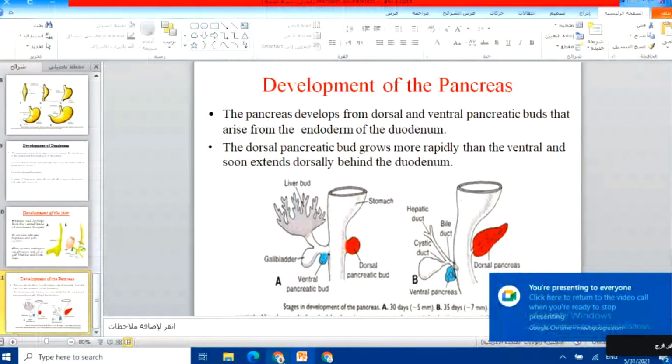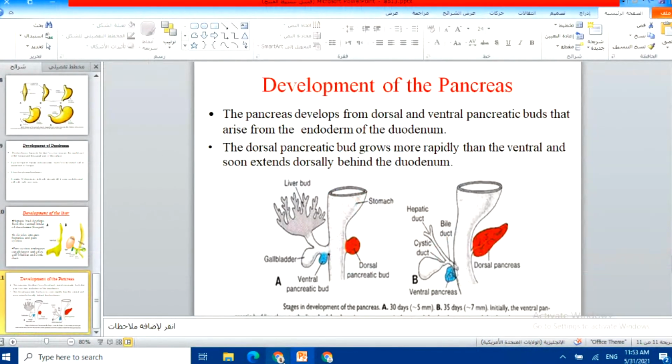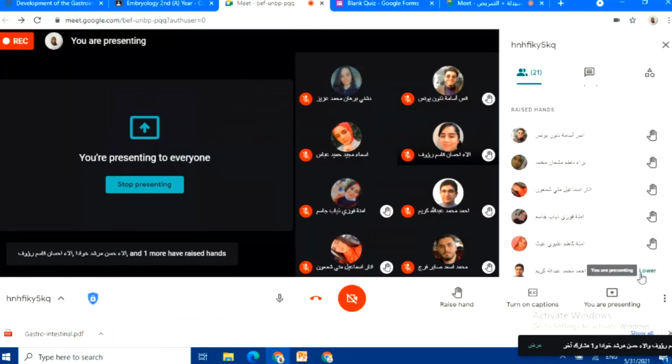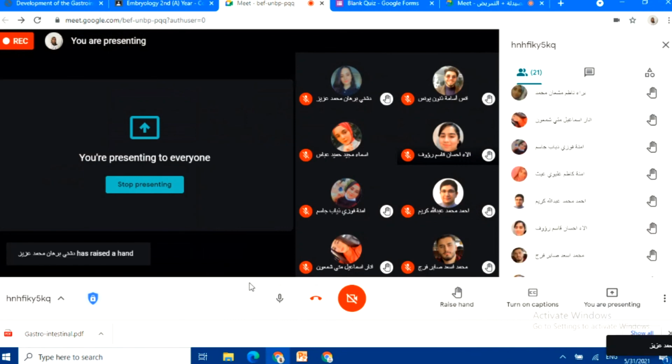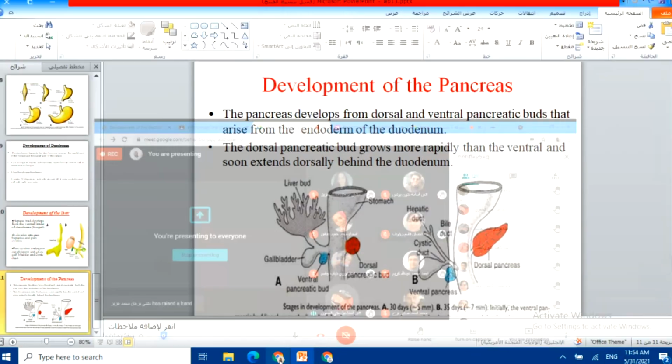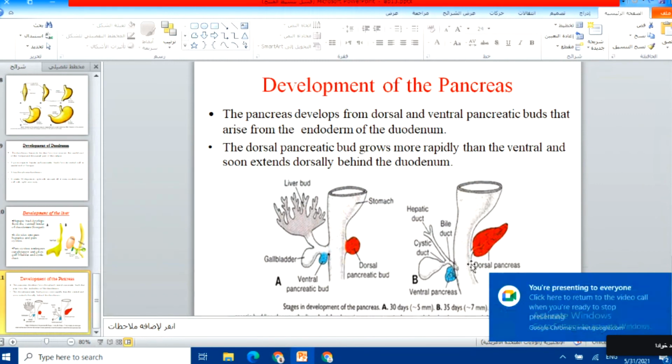Then which part of the pancreatic buds will grow faster than the other? Dorsal pancreas will grow faster than ventral pancreas.